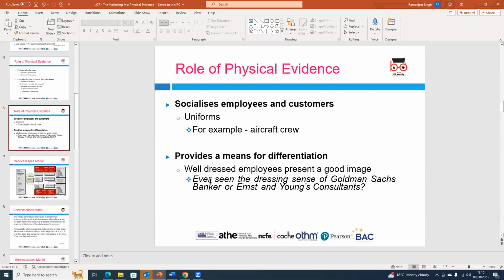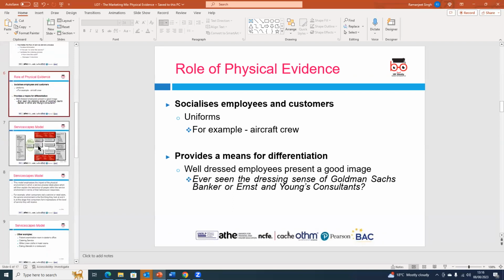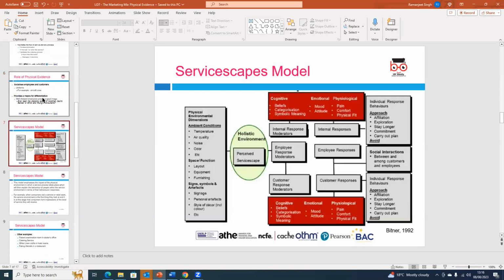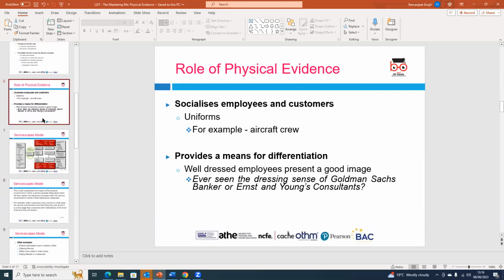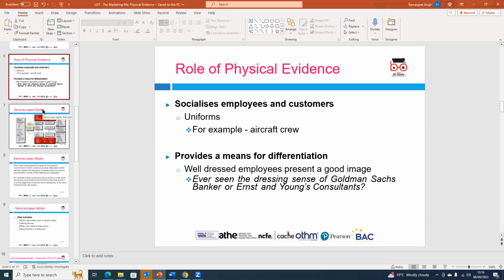If you talk to your employees, they should be well dressed, which provides a good image of your company. Lots of banks will have good uniforms, nice uniforms, suits and ties and so on. So you can see all this. The role of physical evidence is very important. This is why we can say that the seventh element of marketing is physical evidence.